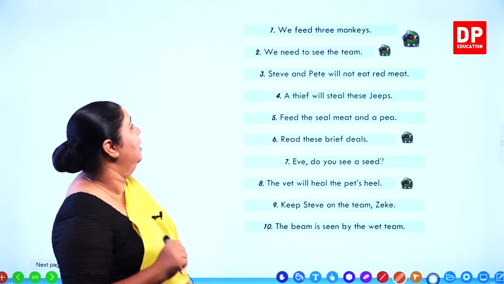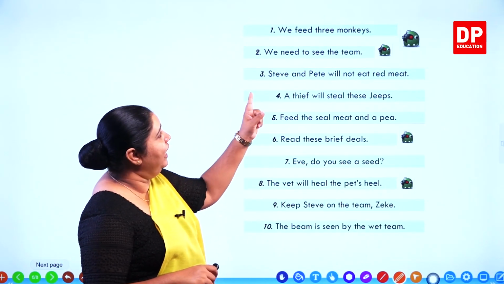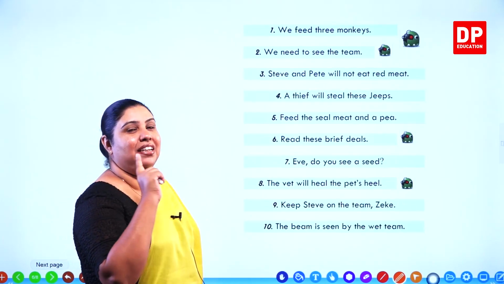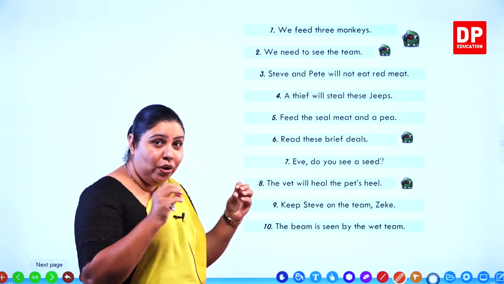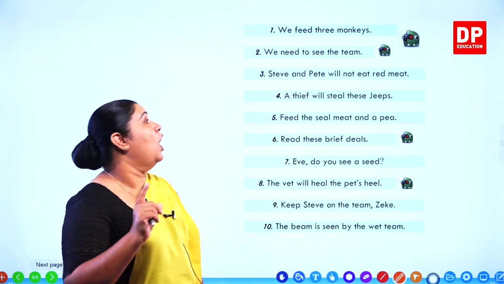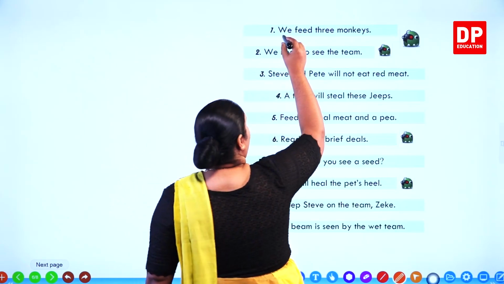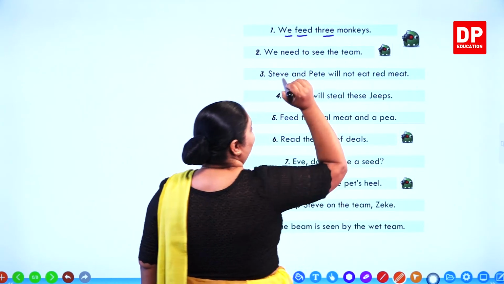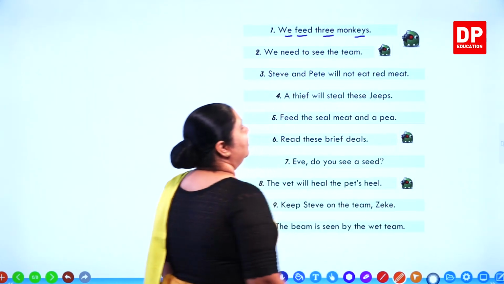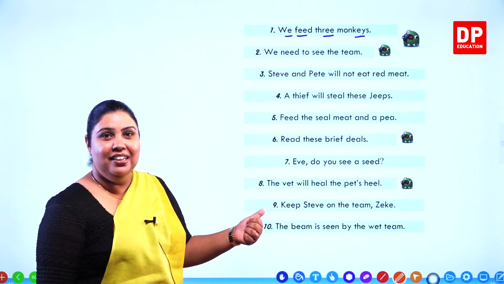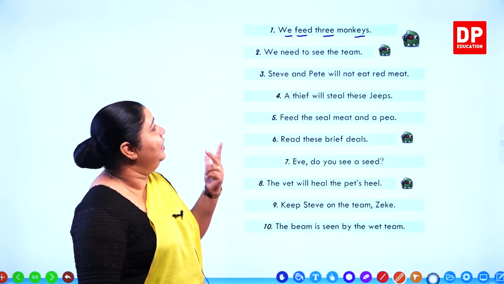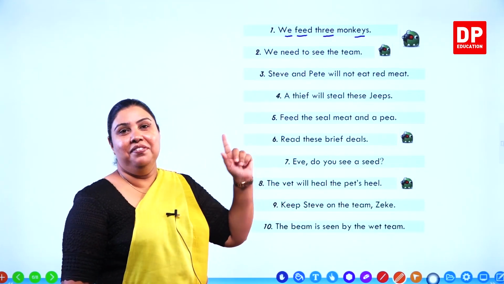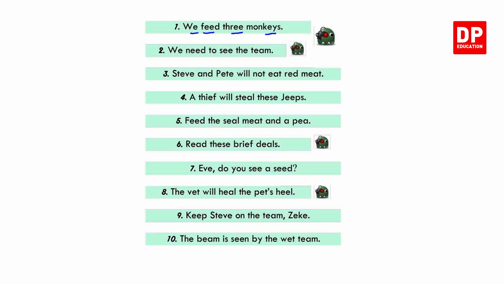Okay, look at the first one. Number 1. We feed 3 monkeys. I told you there are the words that we used with the long E sound and with the different sound blends. Look at the first one. We feed 3 monkeys. Can you see? We feed 3 monkeys. Right? So we have the long E words over there. Right. The second one. Right?